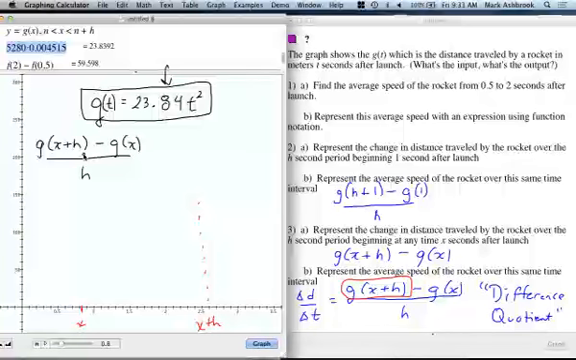Is this Jack? Where's Jack Isaacson? That's you. I already called on you. So how about Morgan? Where's Morgan? Yeah, Morgan. So what is, if g of t is this, what's g of x plus h? So can you tell me what it would be?